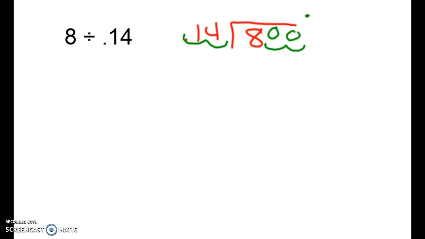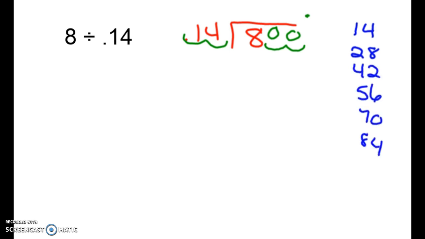So 14 can't go into 8, but 14 can go into 80. Let's see how many times. Just like when we were doing it with normal numbers, I'm going to write my multiples over here. So I have 14, I have 28, I have 42, then I have 56, then I have 70, then I have 84. That should be good. I know 14 can go into 80 1, 2, 3, 5 times. So I'm going to put a 5 up here. I know that that number is 70.